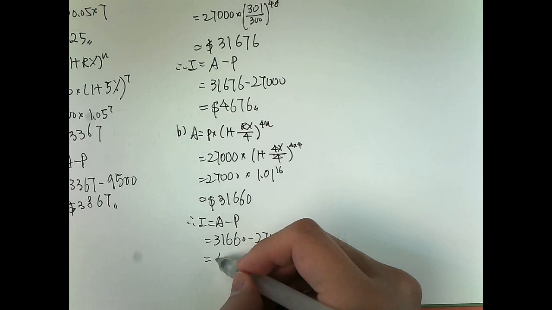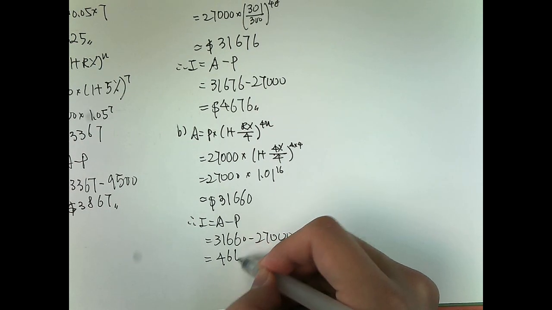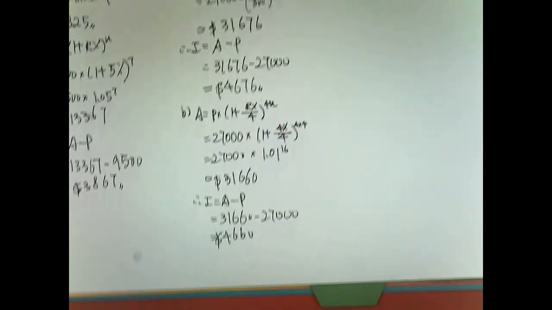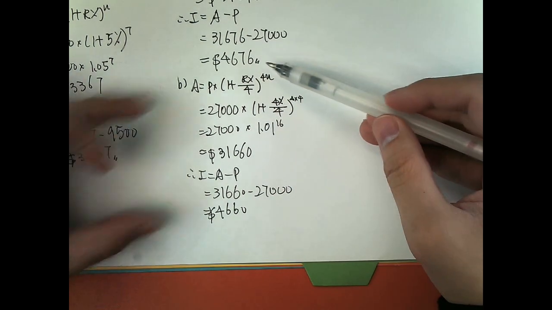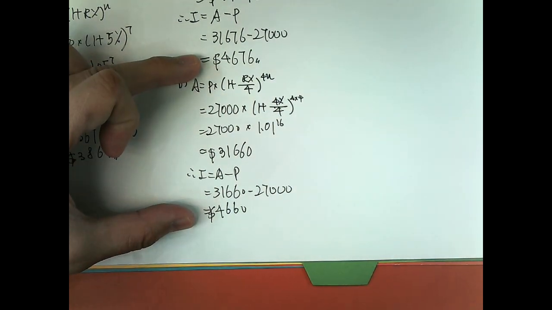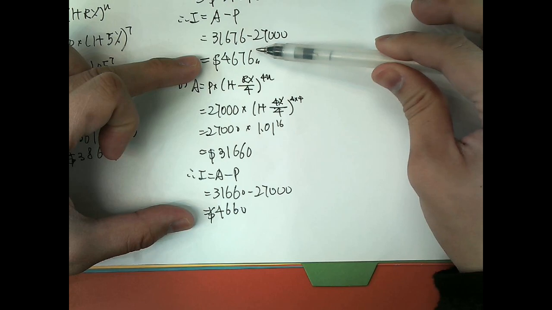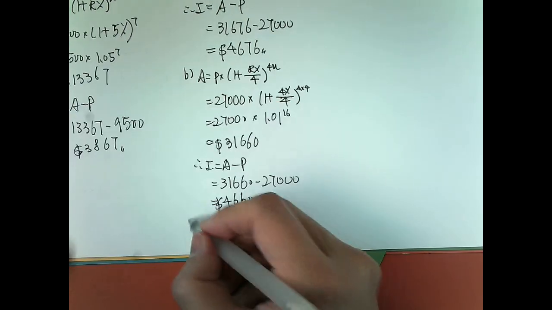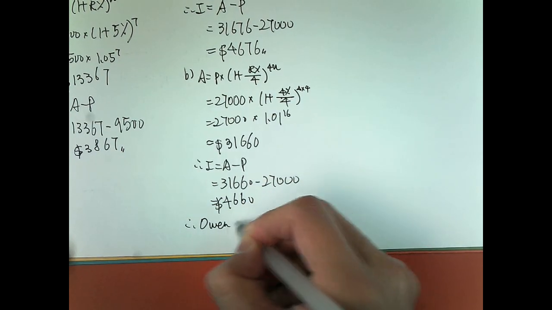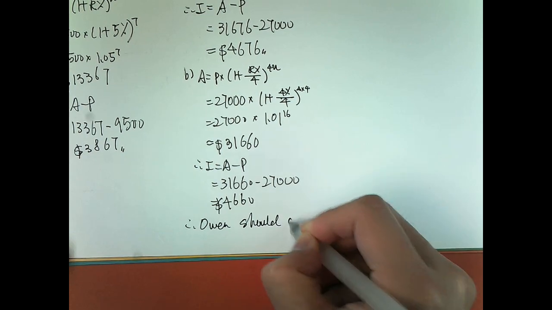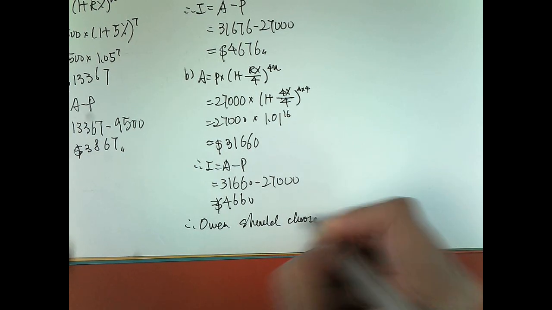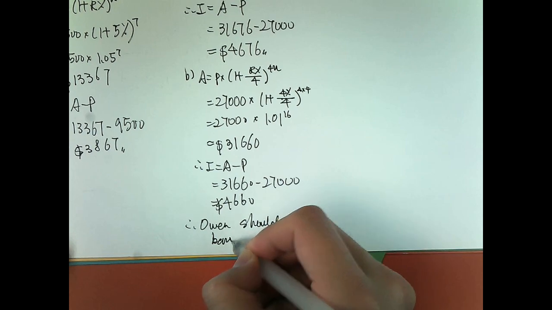Okay. So the I is A minus P. It should be 4,660. Okay. So look at these two interests. Which one is bigger? Okay, this one is bigger, right? Yeah. So you should choose band A. So Owen should choose bank A.